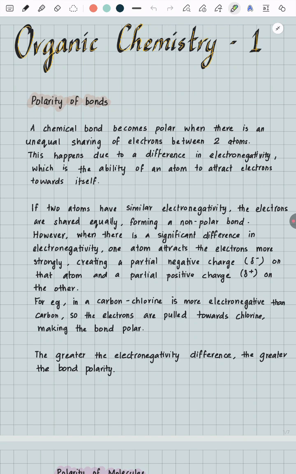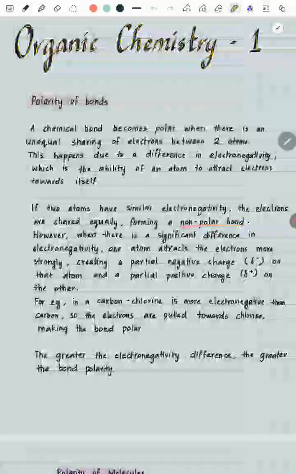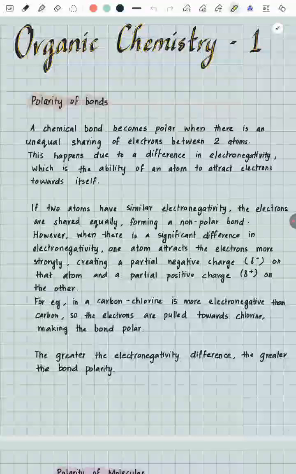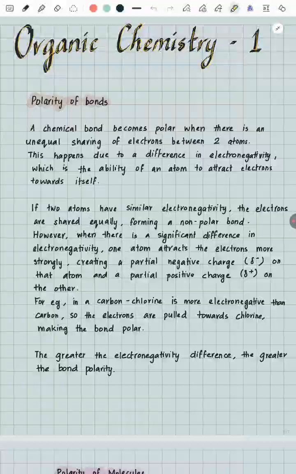nonpolar. But when there is a difference in electronegativity, one atom pulls the electrons more strongly than the other. This creates a partial negative charge on the more electronegative atom and a partial positive charge on the other. This unequal distribution of charge makes the bond polar. The greater the difference in electronegativity, the more polar the bond becomes.